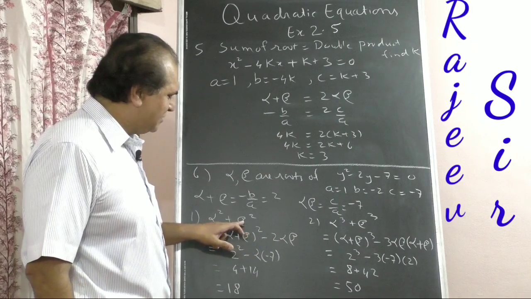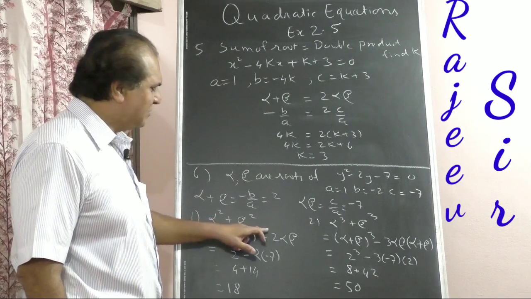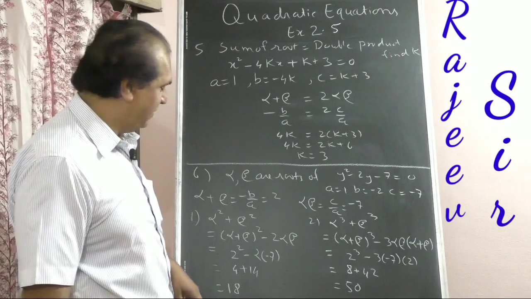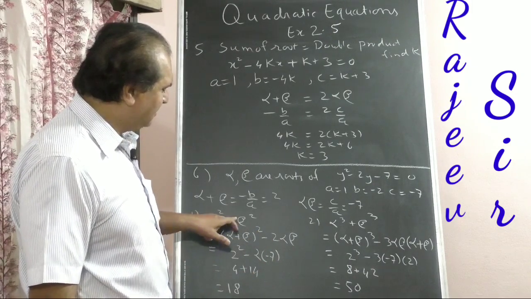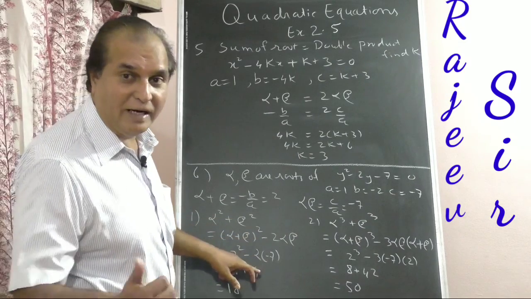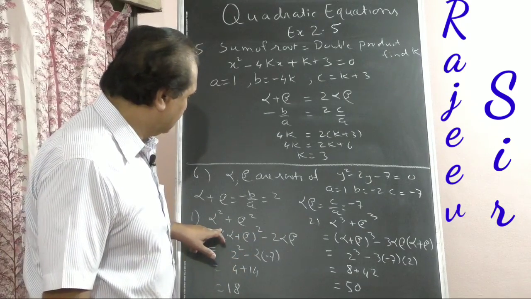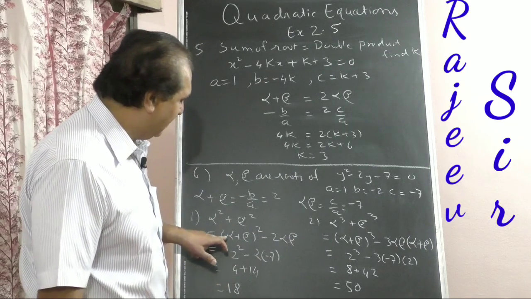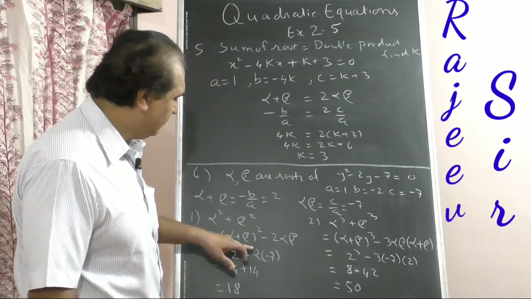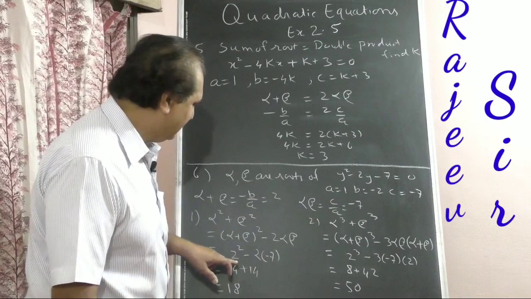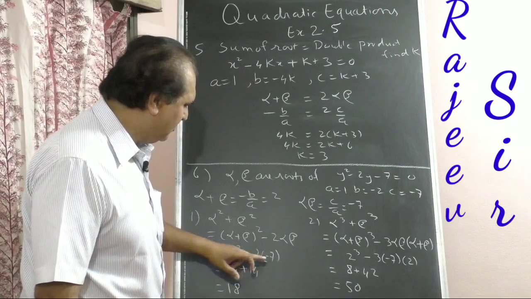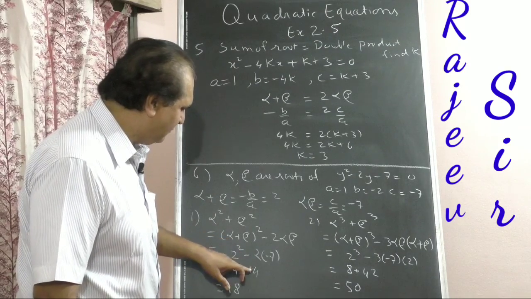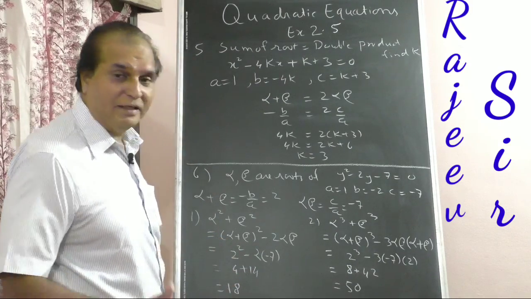Now a square plus b square is (a plus b) square minus 2ab. It is actually (a plus b) square is a square plus b square plus 2ab. I am just shifting this side, making minus 2ab. So a square plus b square is (a plus b) square minus 2ab. Identity I am using. So alpha square plus beta square is (alpha plus beta) square minus 2 alpha beta. Alpha plus beta is 2. Alpha beta is minus 7. So 2 square minus 2 into minus 7. 2 square is 4, minus minus plus 7 twos are 14. 4 plus 14 is 18 is the answer.